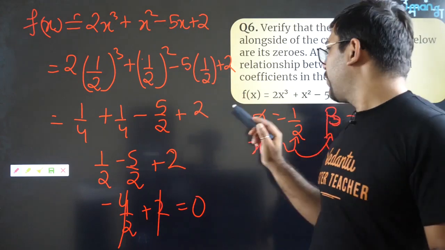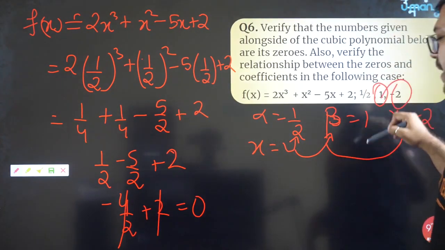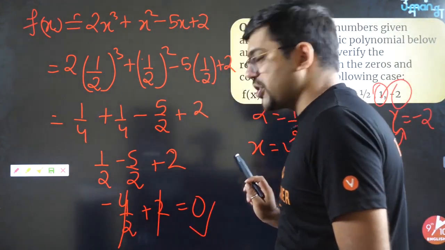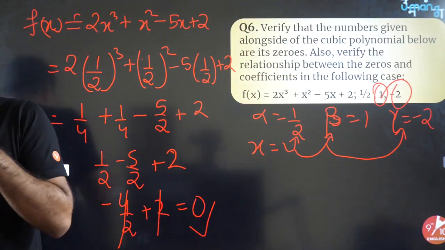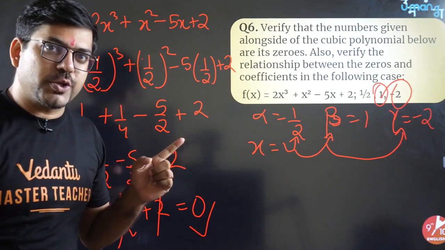So here you have to put for 1 also, then you have to put for minus 2 also, and you have to show every time that they are coming 0. Then it will be proved that yes, these are the zeros, first part. Second part, we have to do the verification of the relation.